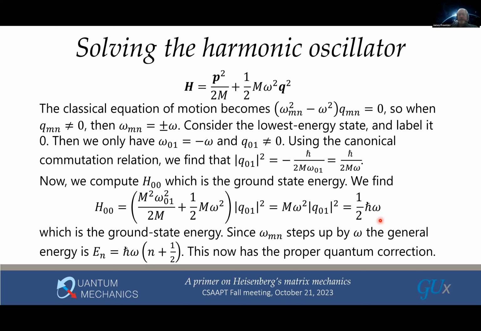Now we get all the rest of them simply because omega Mn steps up by omega. So all the energies are just integer increases by omega, or H bar omega. So we immediately find En is H bar omega N plus 1/2. That's it. That's how easy it is.